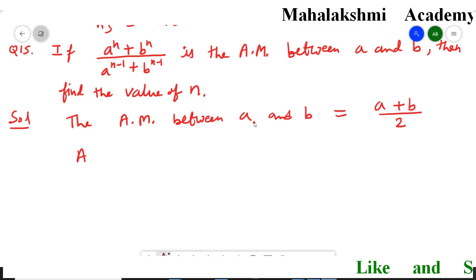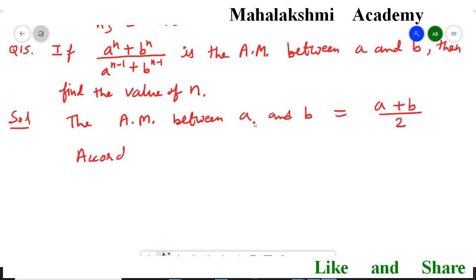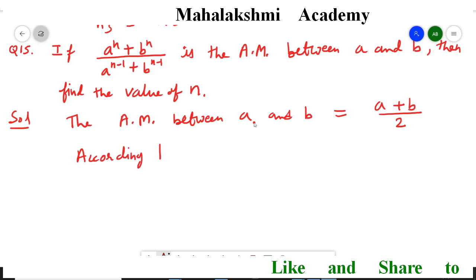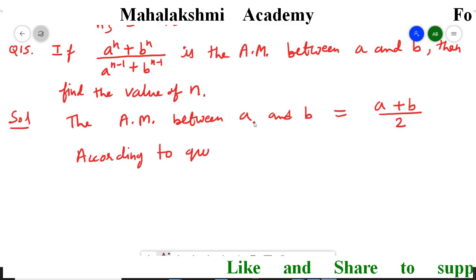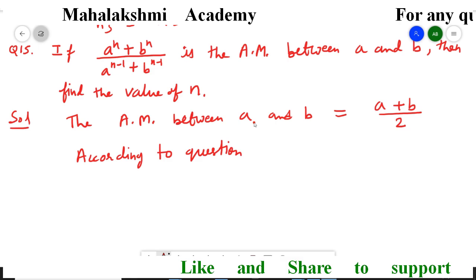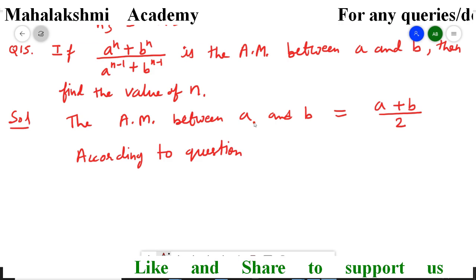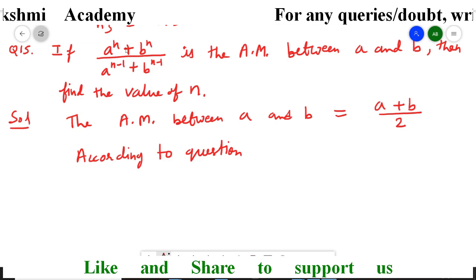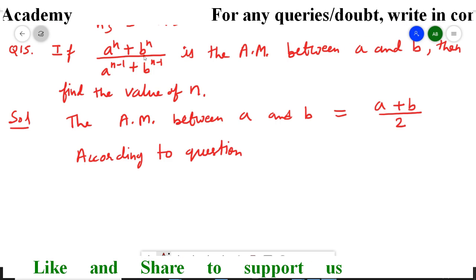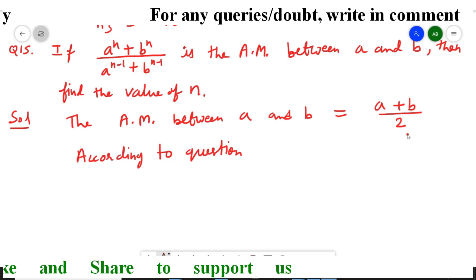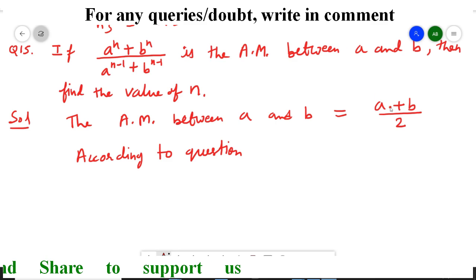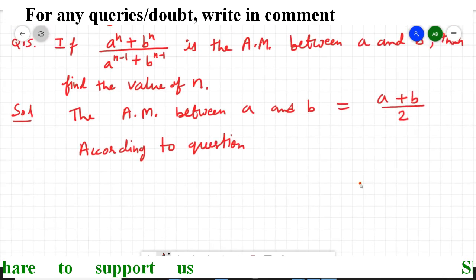Then we'll write down according to question. Now according to question, the given term is an arithmetic mean. So this arithmetic mean and a plus b upon 2 are the same. So we'll make them equal. So that will give us an equation.